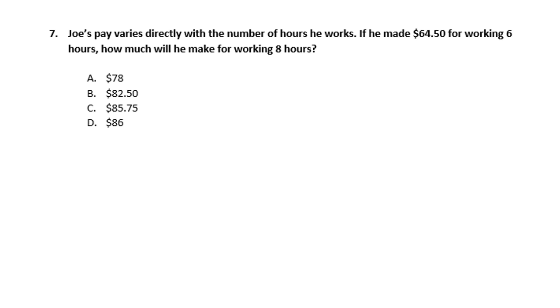Number 7. Joe's pay varies directly with the number of hours he works. If he made $64.50 for working 6 hours, how much will he make for working 8 hours? A is $78, B is $82.50, C is $85.75, D is $86.